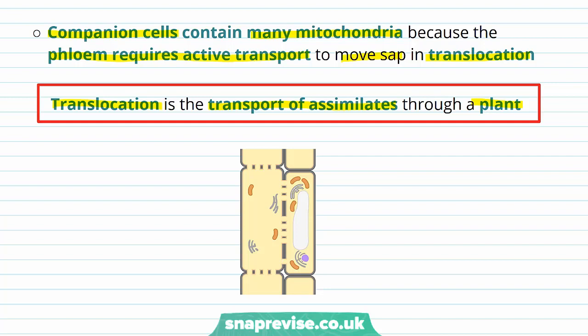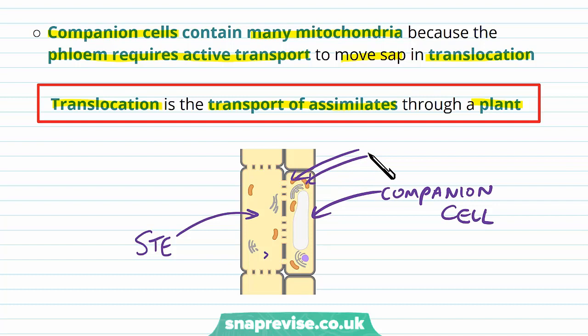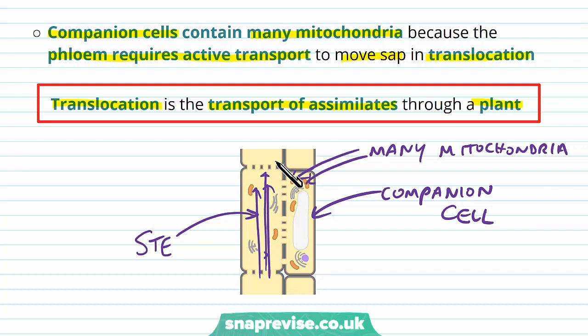So here we've got our sieve tube element again with its very low level of cytoplasm and no nucleus. But here we've got a companion cell which has the normal organelles, but it also has many mitochondria because the movement of sap through these sieve tube elements is an active process. And by active, we mean that it uses ATP. So they have to have a lot of mitochondria.